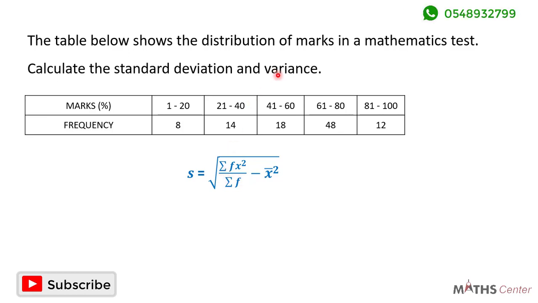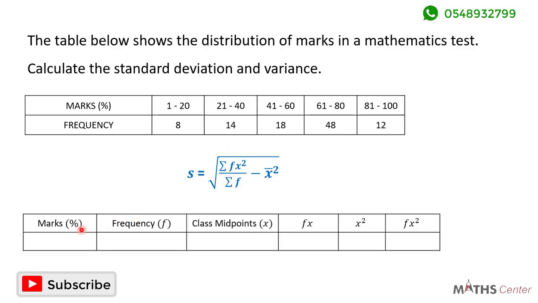Here we will draw a 6-column table. We will add another column because we will need the class midpoints, which will be the x values, because here the marks were given to us in intervals. So the x values will be the class midpoints. So you have a 6-column table here.